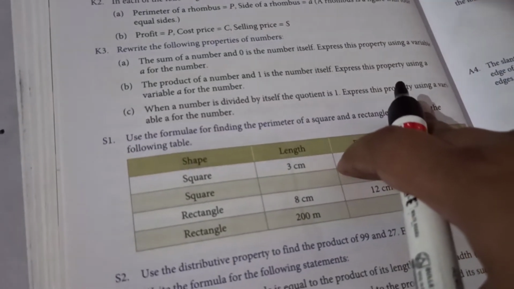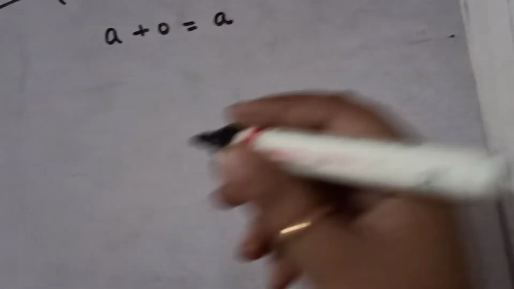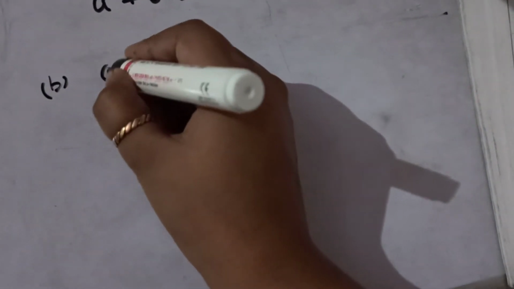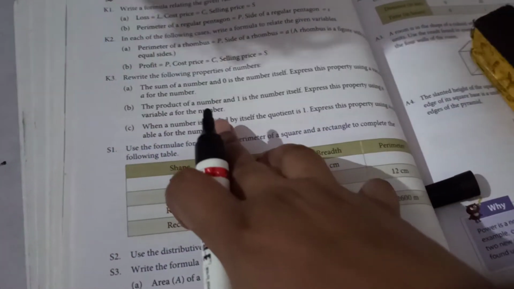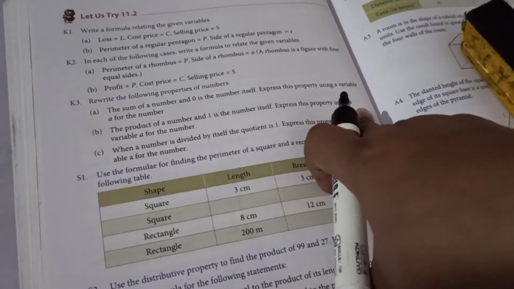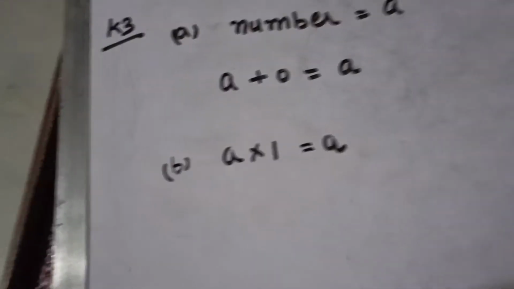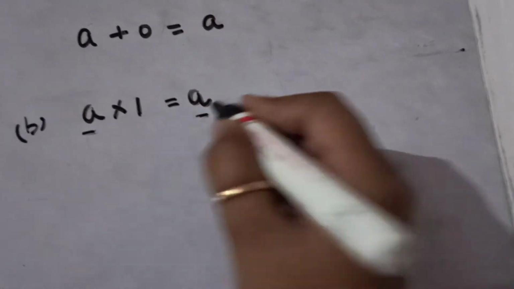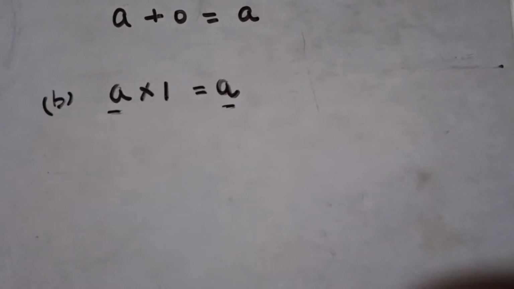Now the B part, the product of a number and 1 is the number itself. It simply means when you multiply a number with 1, the product is always the number itself. Express this property using a variable a for the number. It means here you can't use another variable in place of the number because it is already given that number equals a.